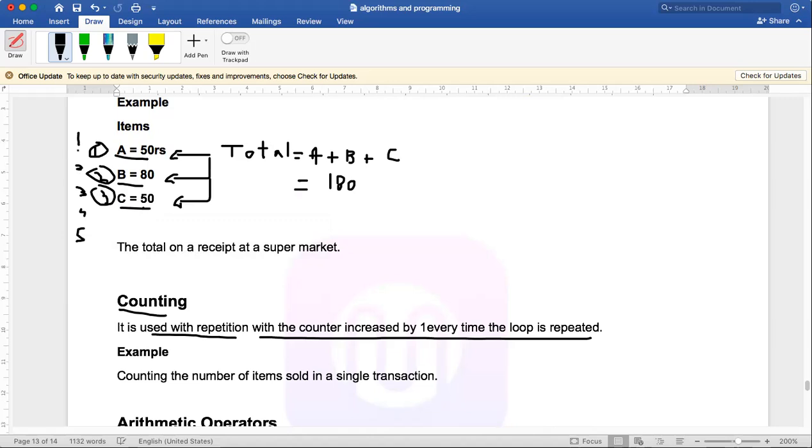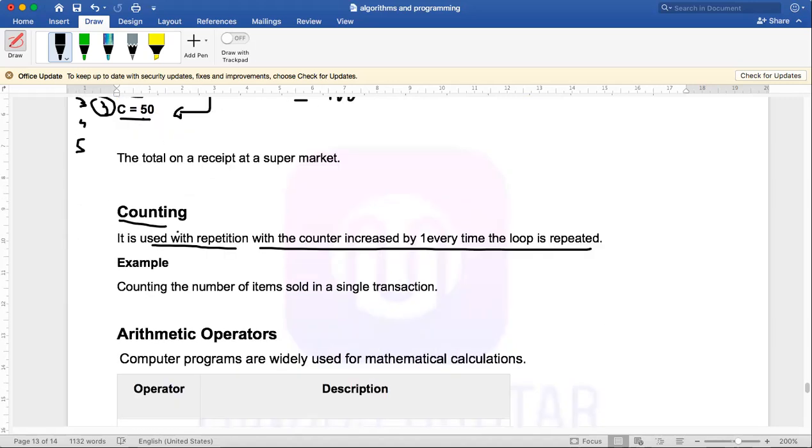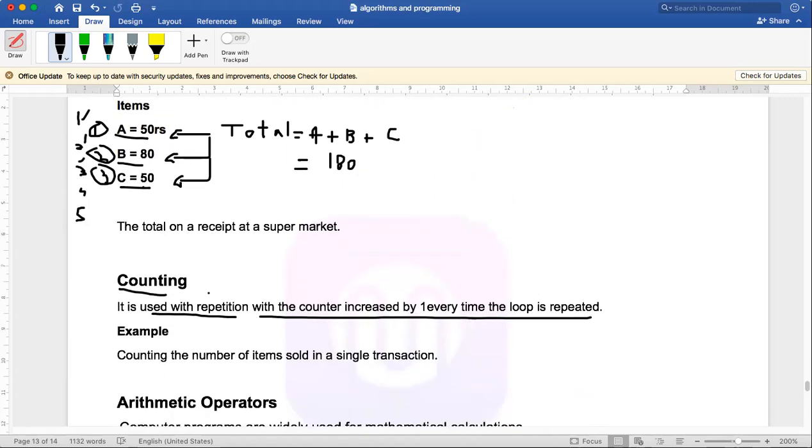So it means that the counting is going to count the number of items, or you can say the count is going to count the steps of calculation. So this is called counting. You can use the same example in counting as well, because you can see it is increased by 1 every time. So you can see 1, 2, 3. They are all increasing 1 by 1. Right? So this is called counting.